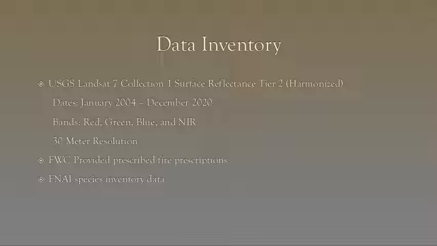So I'll be using a harmonized version of the USGS Landsat 7 Collection 1 surface reflectance Tier 2 data from 2004 to 2020. Those dates were picked because the FWC provided prescriptions. They're a lot more user-friendly after 2004 and provided more information than previous versions. I'll be using the red, green, blue, and NIR for both RGB and NDVI. Additional to that is the FNAI species inventory data. It's basically survey data for plants on the area of interest.